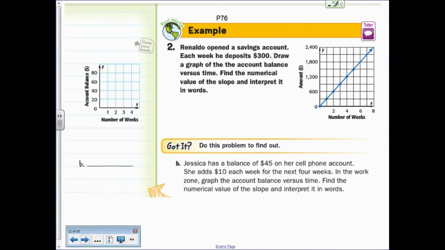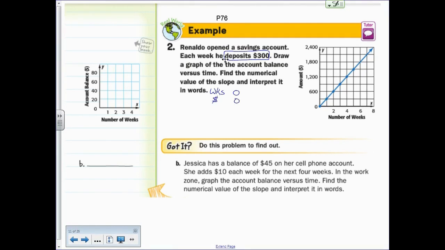Okay, because we're just given a word problem here, no table, if I were asked to make a graph off of that, I would kind of want to make a table to do it. But first, I would need to know how would I form that table. It says each week he deposits $300. Does it say that he started with any amount of money? No, it just says he deposits $300. So before he started doing that, at 0 weeks, he had how much money?